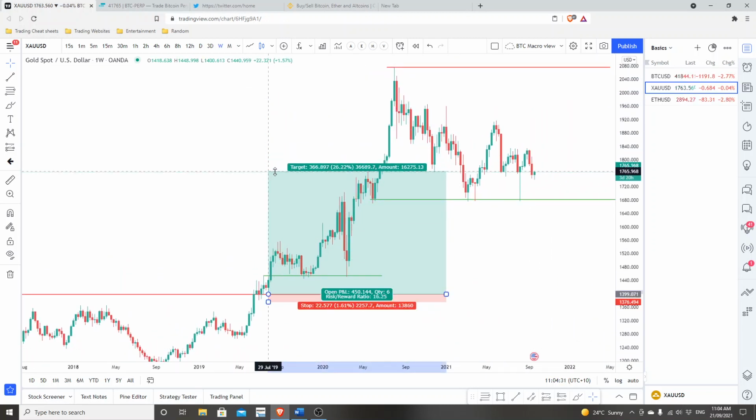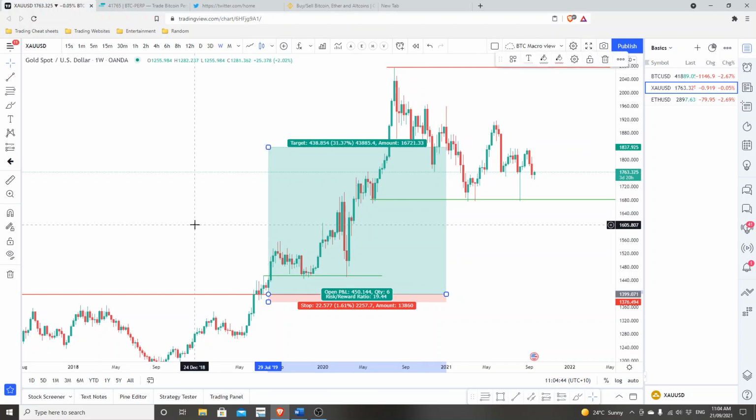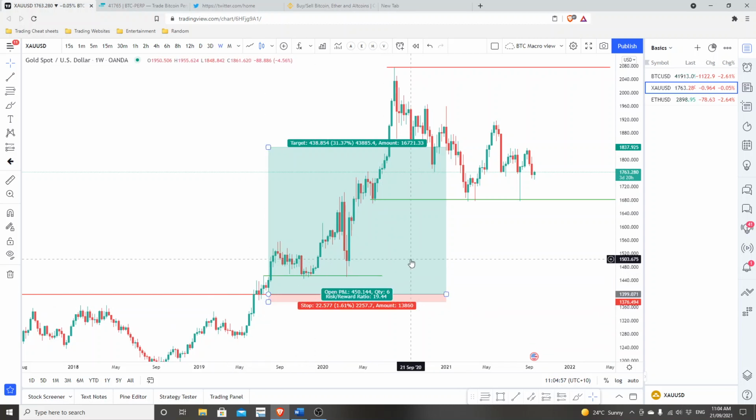If it was me, I'm probably out of the trade around this candle, maybe even higher, maybe about there. It's a 19.44R trade. That's massive, alright? Massive. It works. Support and resistance works.